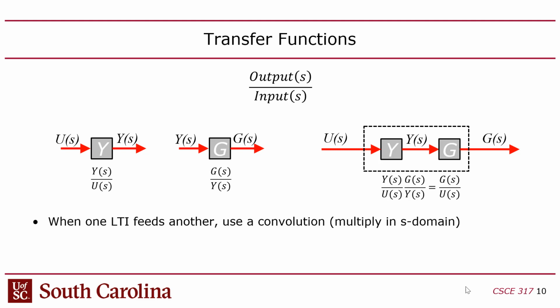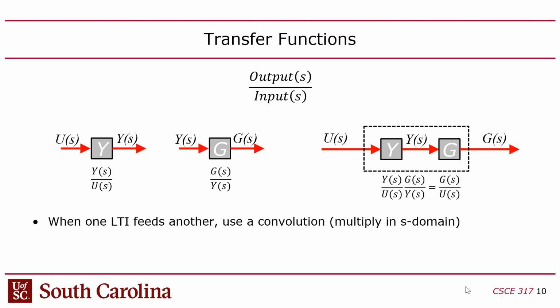You just multiply them together, which is really convenient, right? You multiply them when you connect them in series. So in this case, this is y over u. So y is the output, u is the input. And this one is g over y. G is the output, y is the input. So this is y over u, this is g over y. And so you can multiply these and get g over u, right? Because you're chaining them together.